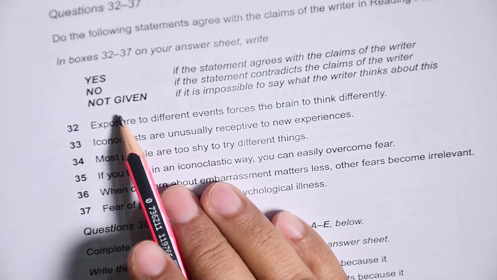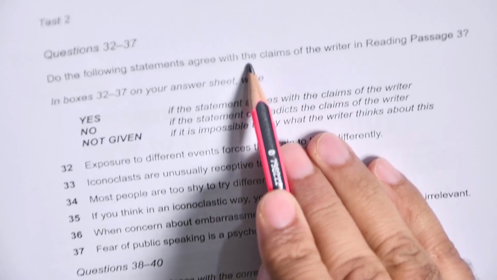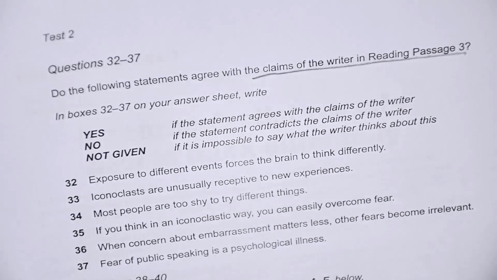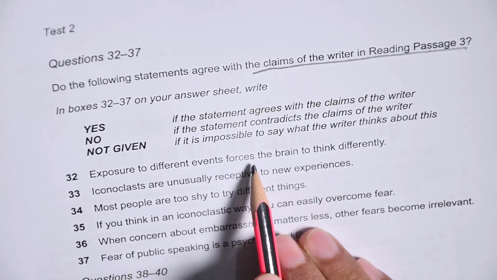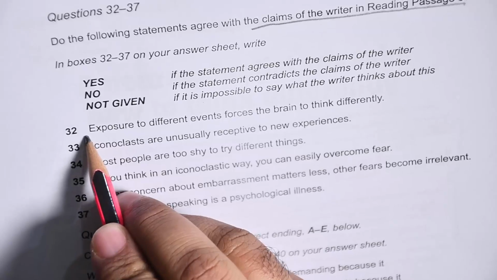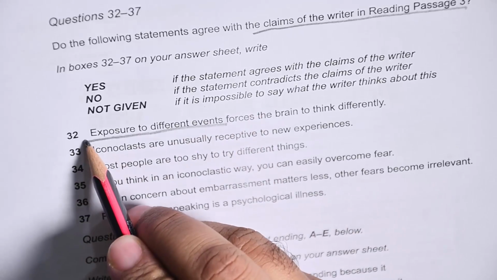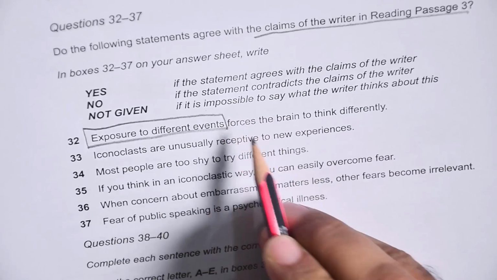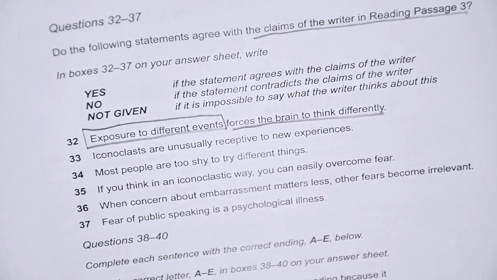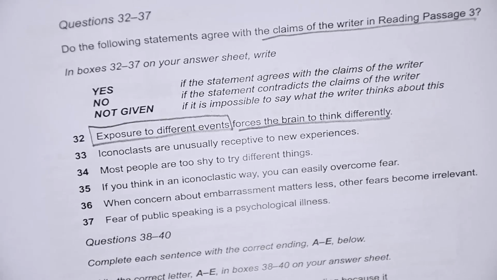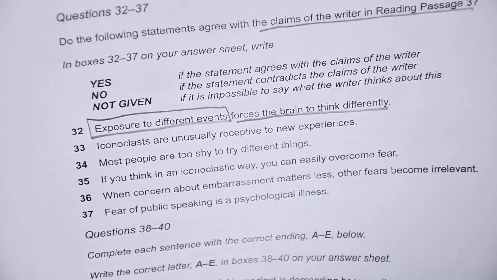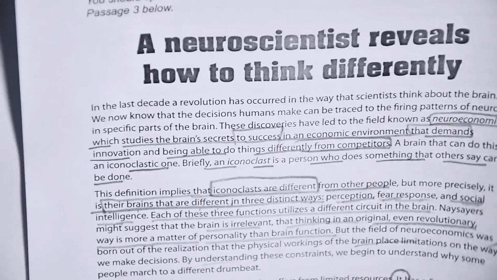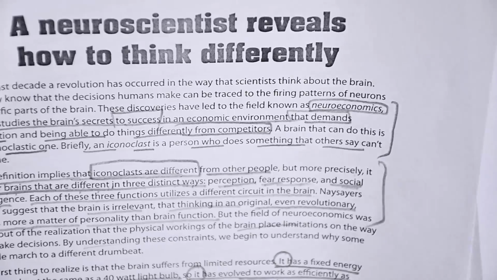Let's start with Yes, No, Not Given. Okay guys, now we've got Yes, No, Not Given: do the following statements agree with the claims of the writer in reading passage 3. So, the writer's views or claims. Question number 32: Exposure to different events forces the brain to think differently. Now first you need to find out about events. Exposure to different events, and then it forces the brain to think differently. This is what you need to find. So first you need to scan, and once you reach there, then you can find the answer.